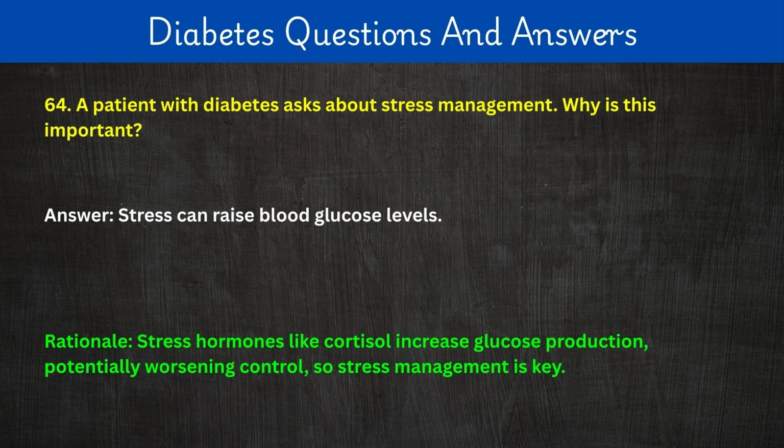64. A patient with diabetes asks about stress management. Why is this important? Answer: stress can raise blood glucose levels. Rationale: stress hormones like cortisol increase glucose production, potentially worsening control, so stress management is key.